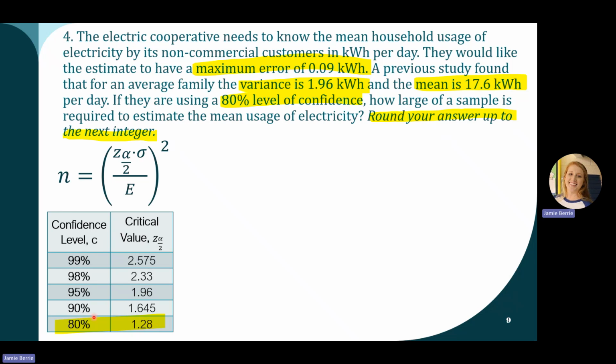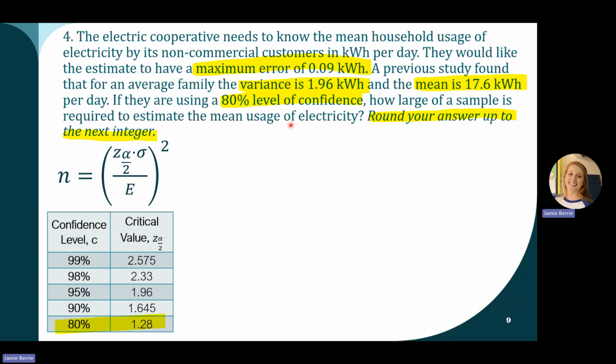And if you need to find the 85% critical value, you can just Google that. Just Google 85% critical value, normal distribution. Or you can click the tutor button. You could probably find it there too.